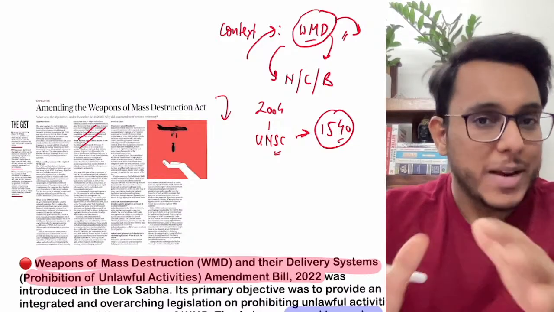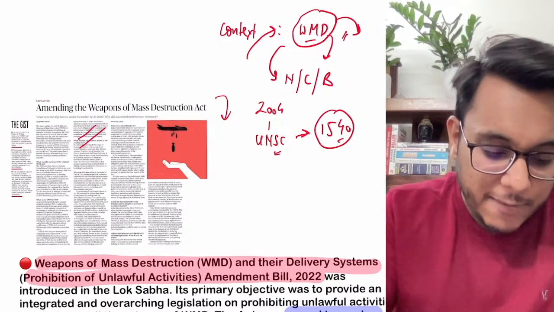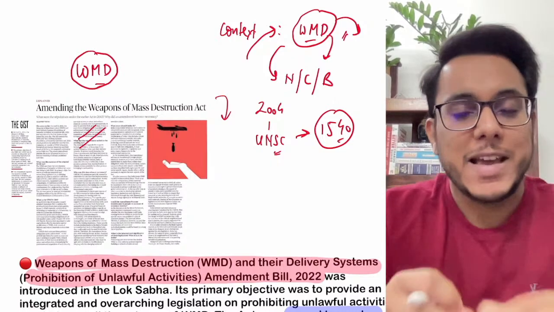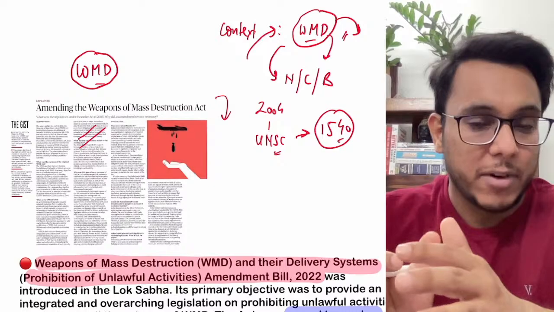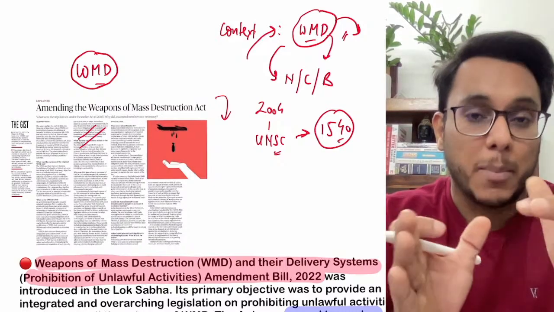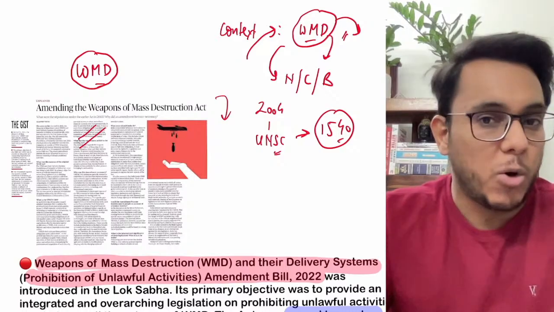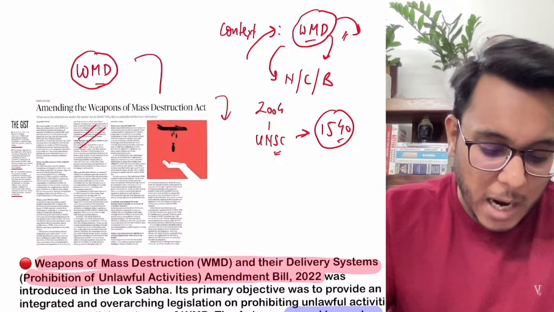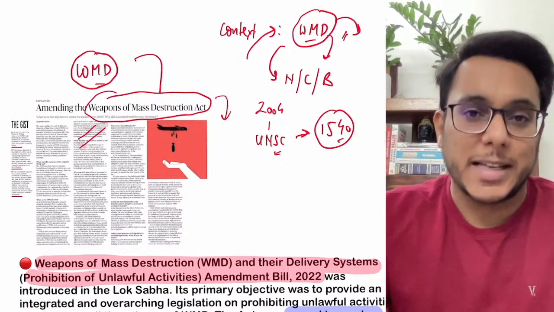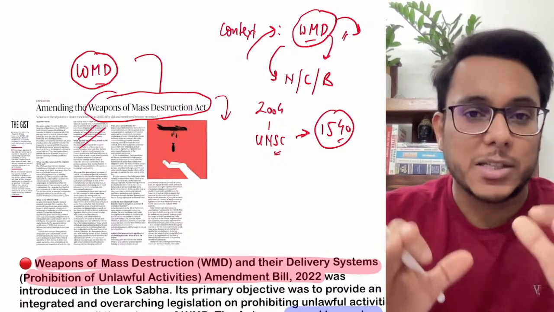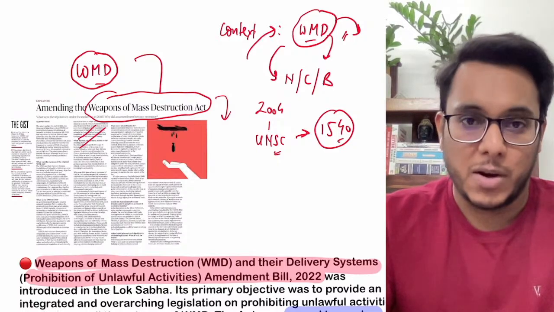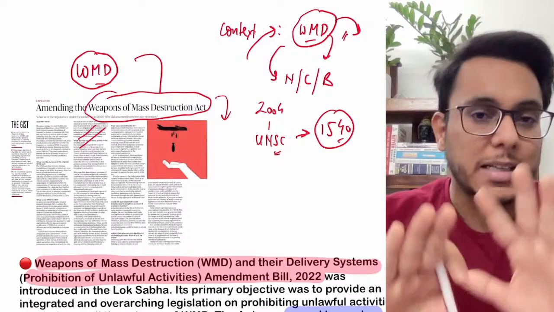Now, in this direction, we already have an act on weapons of mass destruction, where it has been provided that the government can punish the people who are manufacturing weapons of mass destruction and all these kinds of things. But now we are amending this particular act. Why? Because a new clause is being added, and we'll see what this new clause is, why it is being added, and how it will be helpful. So this is the entire context and background.